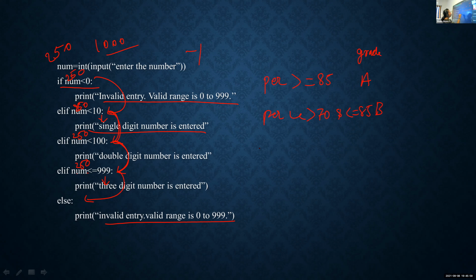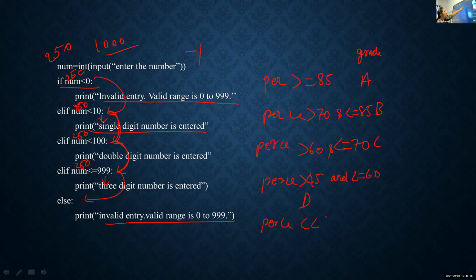Then percentage greater than 60 and less than or equal to 70, then grade is C. Then percentage between 45 and less than or equal to 60, then it is D. All the other cases, that is percentage less than 45, it is E.